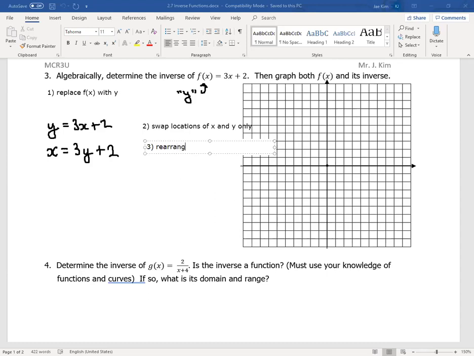rearrange to isolate for y. Get y all alone. Create me an equation of y equals something. So let's get 3y. That's the term. Let's pretend we want to get this all alone. Leave that, cover it with your finger. Let's get rid of the plus 2. How do you get rid of plus 2? Minus 2 on both sides.